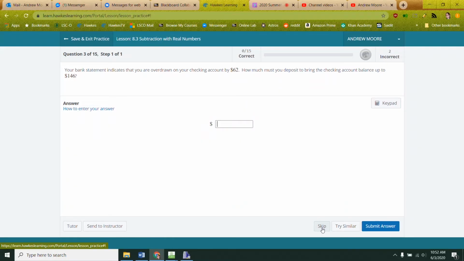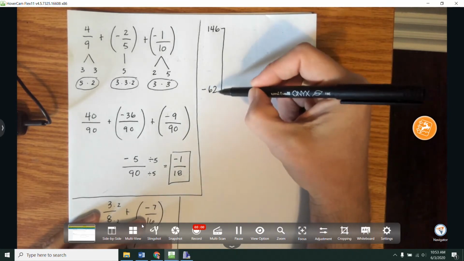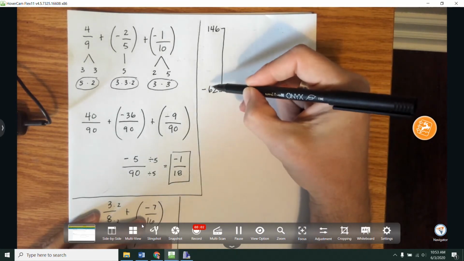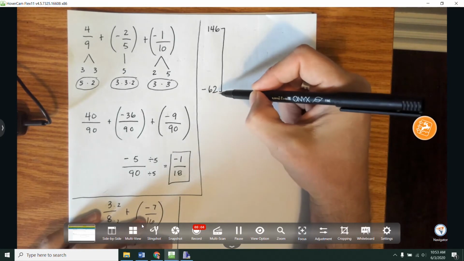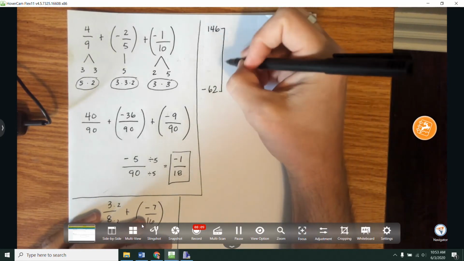Your bank statement indicates that you're overdrawn on your checking account by $62. How much must you deposit to bring the checking account balance up to $146? All right, the way I like to think about it is we're at negative $62, is what it said. And we're trying to get our account balance up to this. Apparently we're buying something that cost us $146.